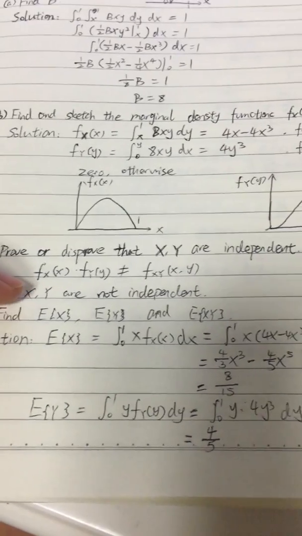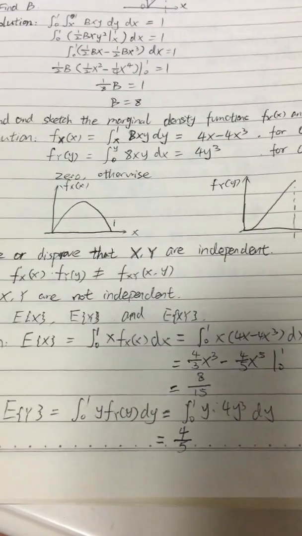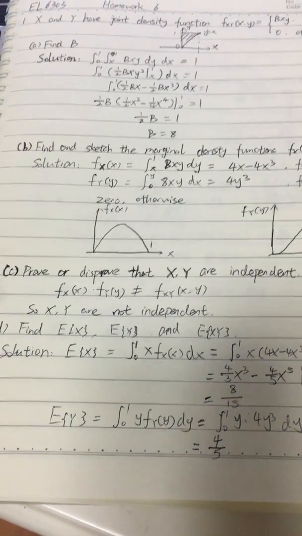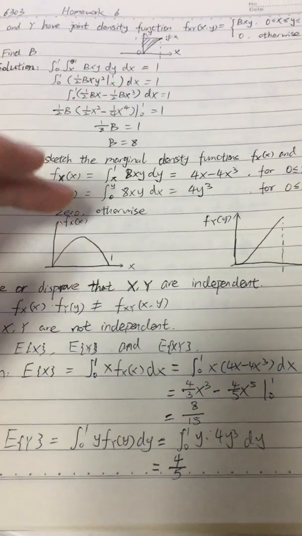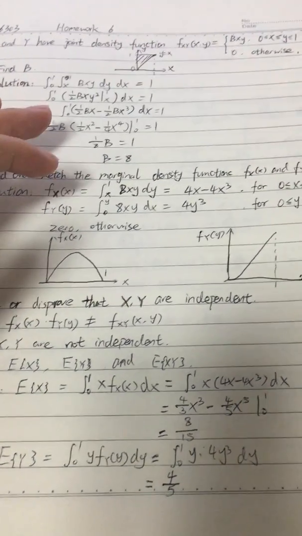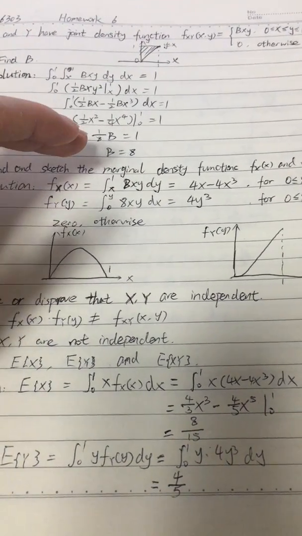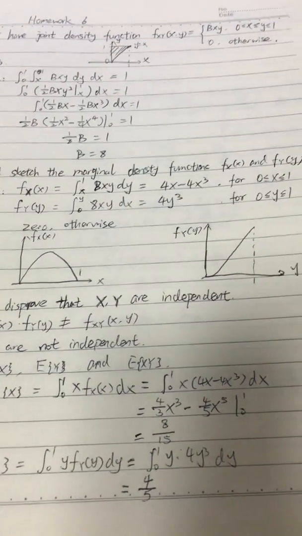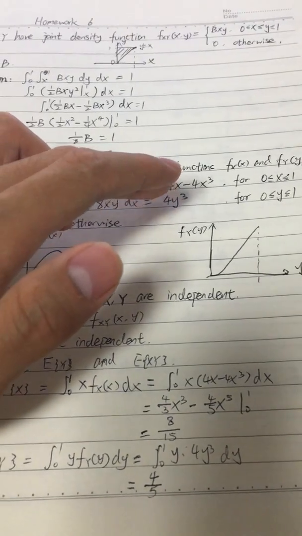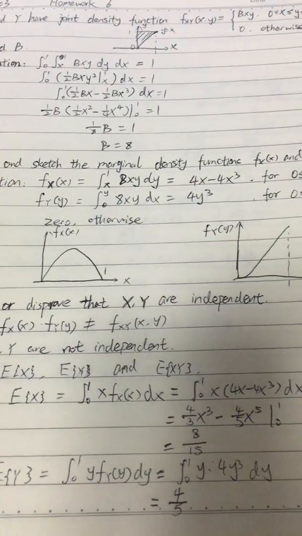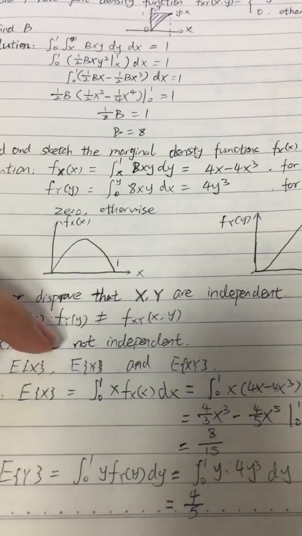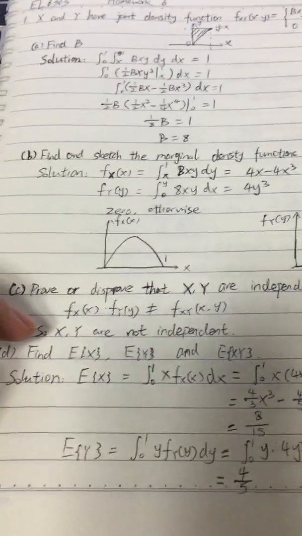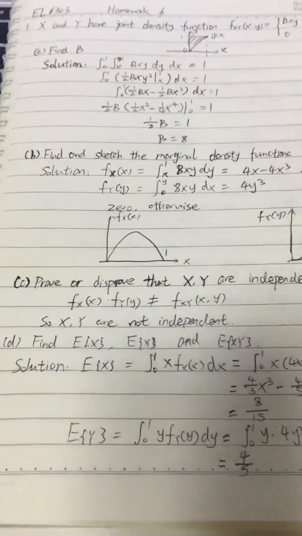And the third part is to prove or disprove that x, y are independent. Because we have solved out the functions of x and y, we can see that fx multiplied by fy is not equal to the function fxy. So we can say that x and y are not independent.